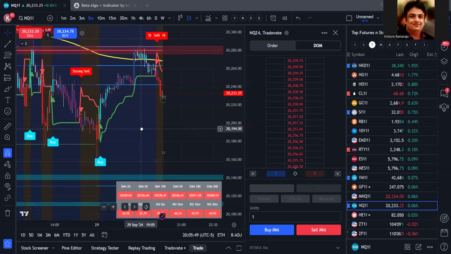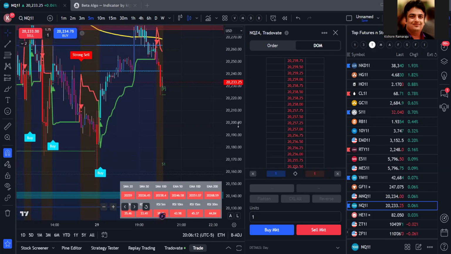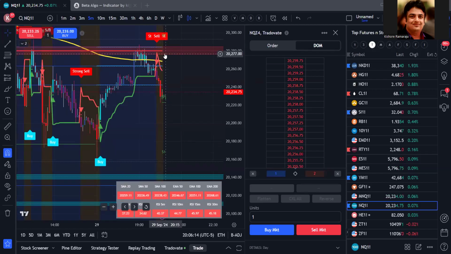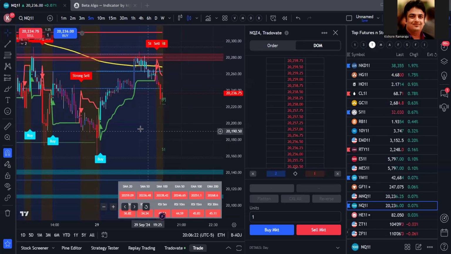So one of the changes I made to beta algo is that I added the background color. If you see the background color as blue, that means generally it is very bullish, so we have to only look at the buy signals. Whenever it is in this light orange, then you should only look at the sell signals. So that is one of the first changes.